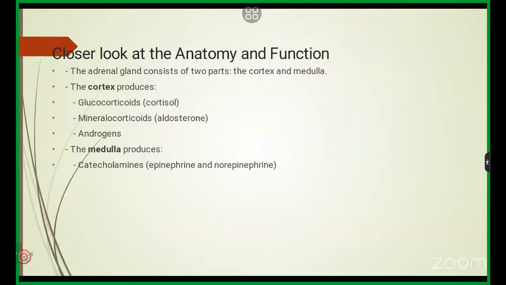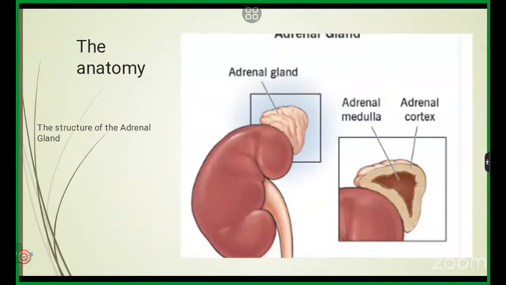The medulla produces catecholamines, and these are two, norepinephrine and epinephrine. These are hormones that control stress and are involved in the stress response, which can be fight or flight. This is the basic anatomy of the adrenal gland. You can see where the adrenal gland is located on the kidneys. You can see those two major parts of the adrenal gland, the adrenal cortex and also the adrenal medulla.